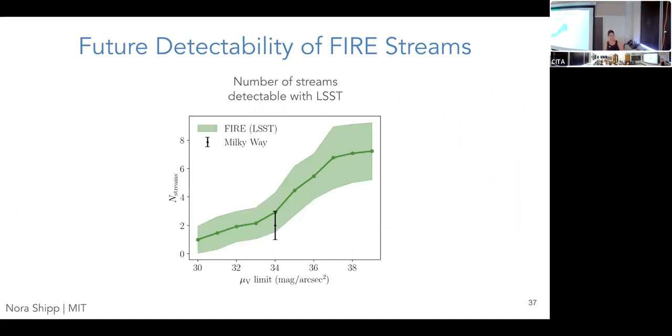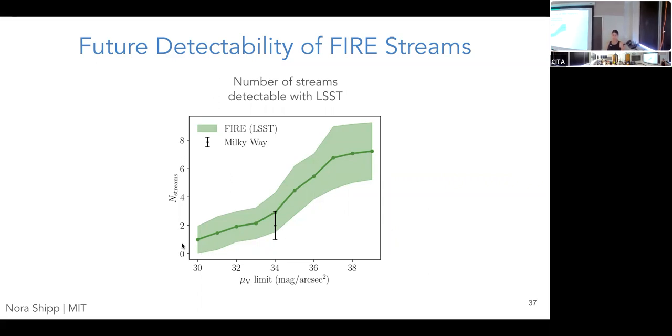Okay, so we can also estimate the detectability of these systems in the future. LSST with Rubin Observatory is going to be really great for the discovery of stellar streams. It's an improved version of DES in terms of stream discovery, so it's going to cover more of the sky, with more precise photometry to deeper magnitudes. In order to estimate this, we reran the same mock observations, but using Rubin photometry.